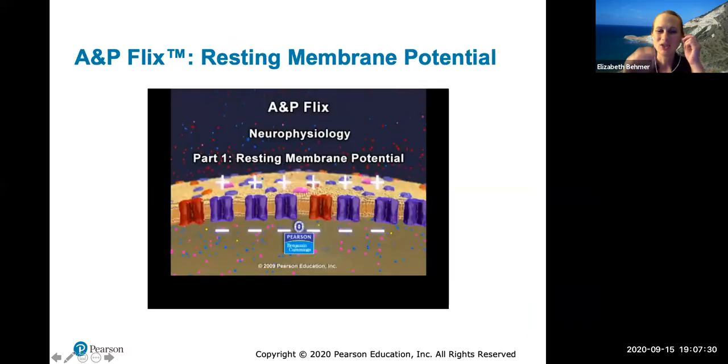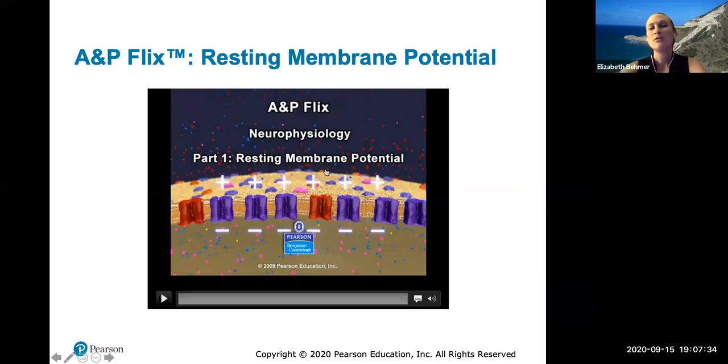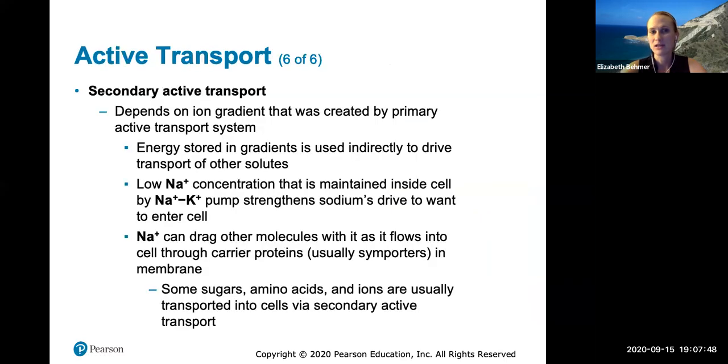Resting membrane potential, I'd encourage you again to watch all these animations. Resting membrane potential refers to the electrical charge on your nerve cells when they're at rest, meaning when there isn't an electrical stimulus being pumped through your nerve cells.